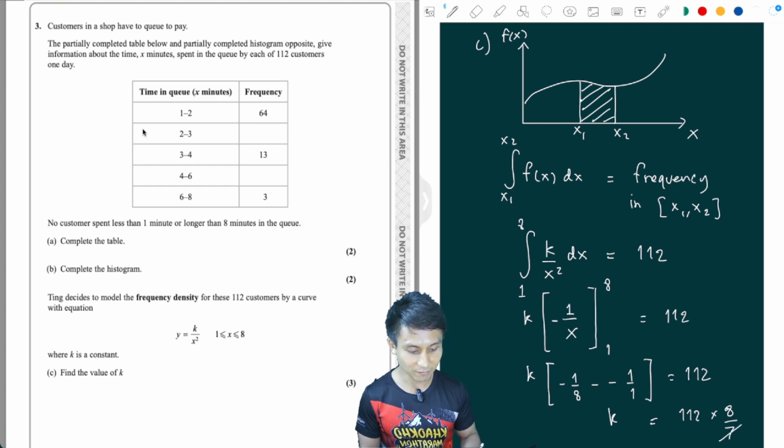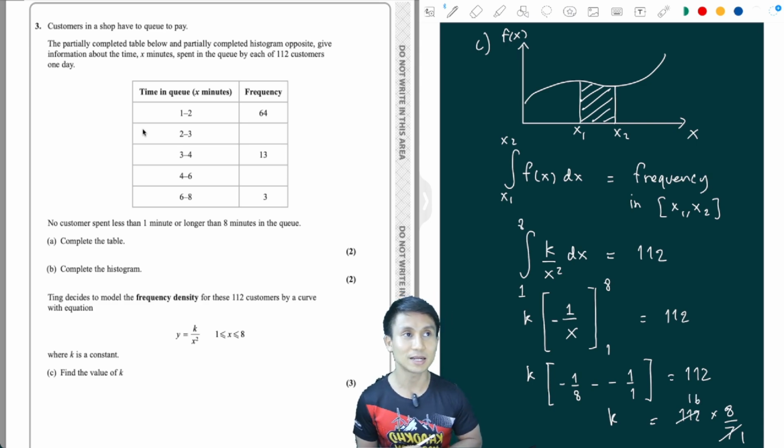So what is that? The 7 cancels, so 112 over 7 would be 16. Okay, so that's 16 times 8. I believe that is 128. Yeah, right there. So that would be my answer there. 128.